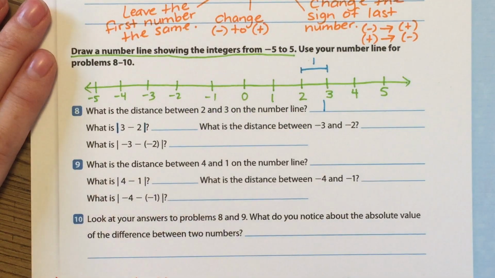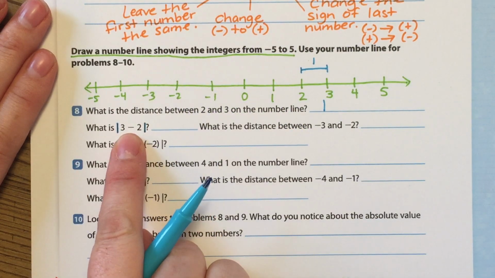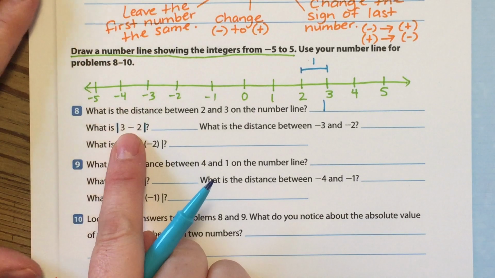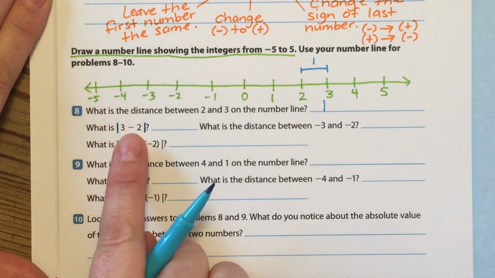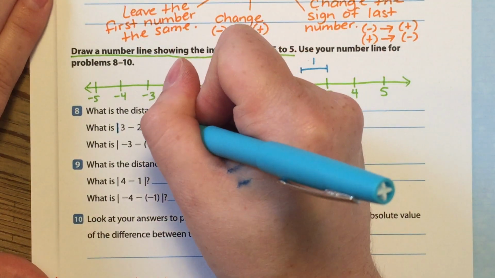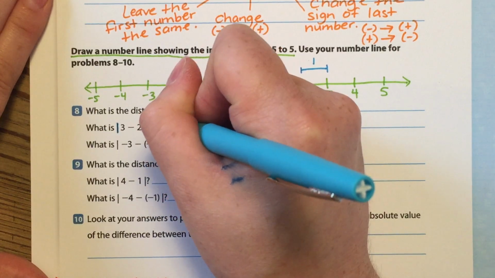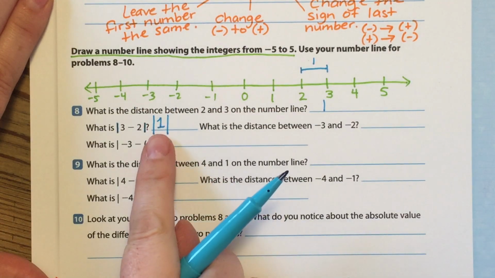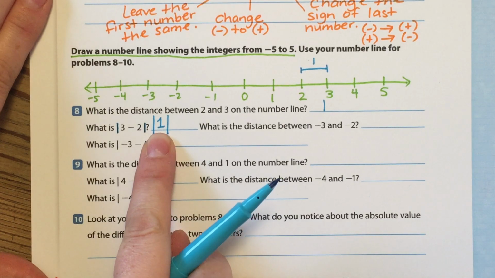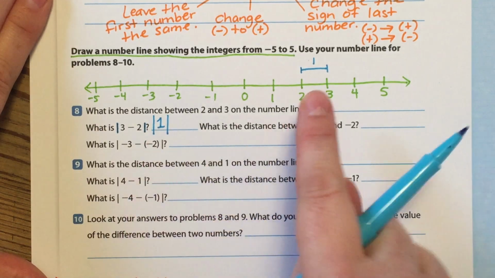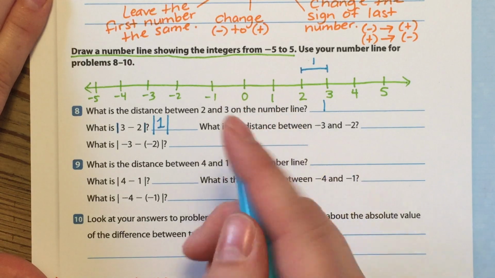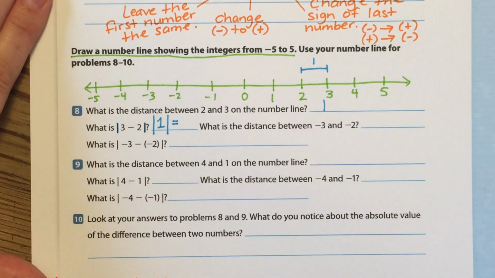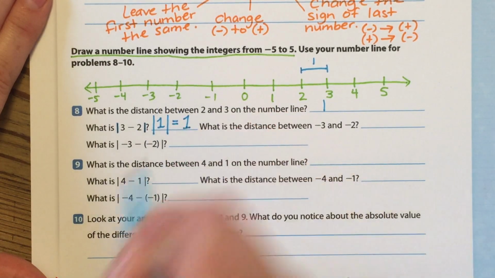So we're going to take that information. What is the absolute value of 3 minus 2? Well, if I were to crunch the numbers inside the absolute value symbols, I would come up with the absolute value of 1. So now it says, how far is 1 away from 0 on the number line? Well, the number 1 is 1 unit away from 0 on the number line. So the absolute value of 1 is 1.